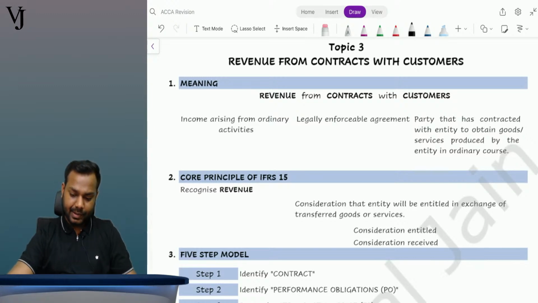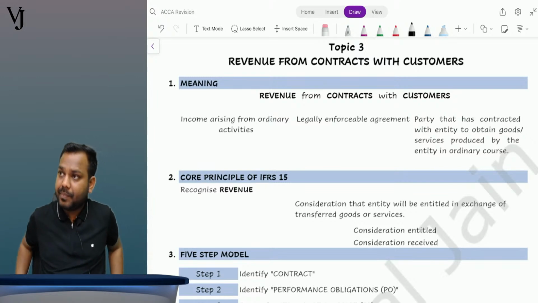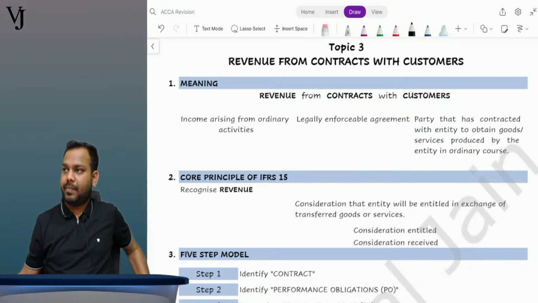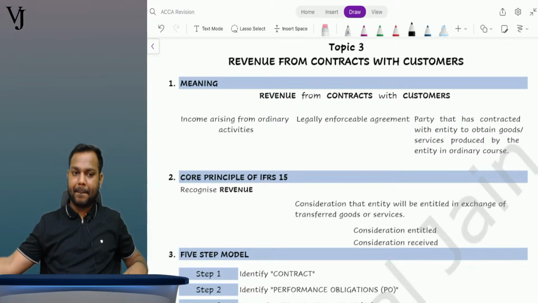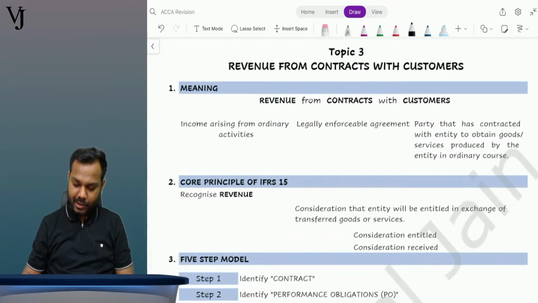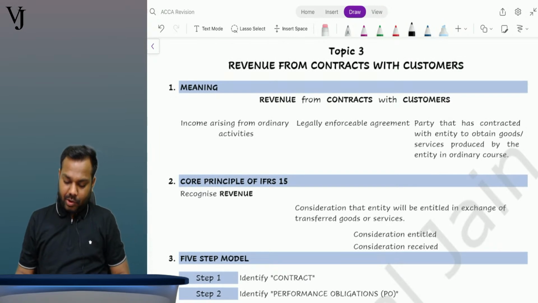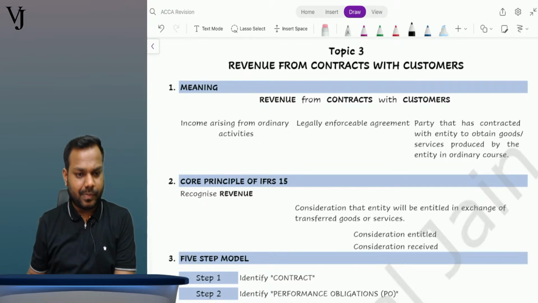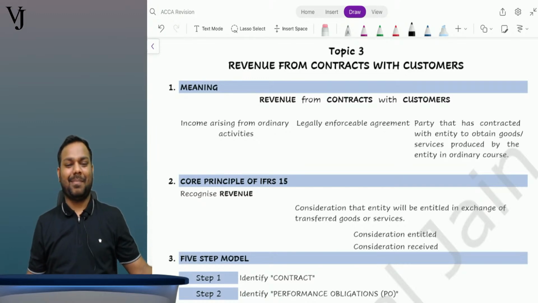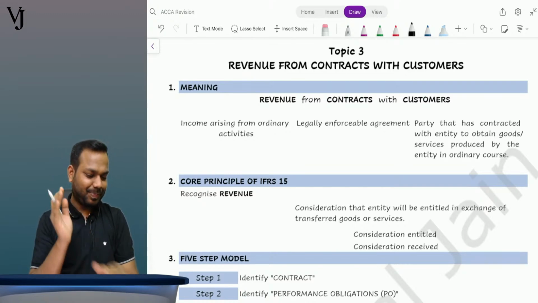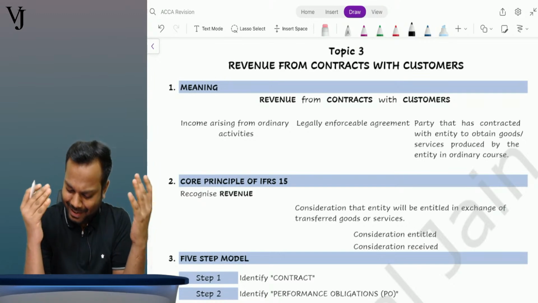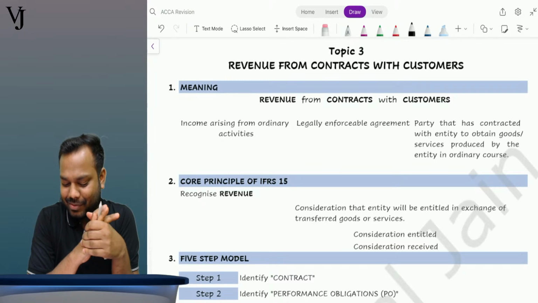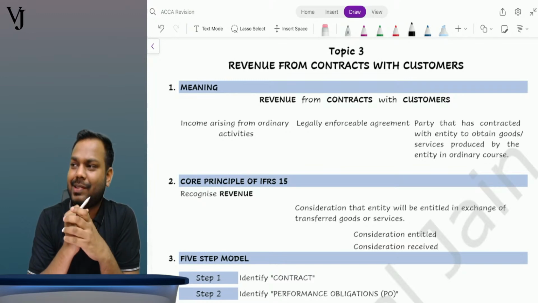Let's resume, guys. So the third topic for the day is revenue from contract with customers. Welcome back. Now, let's start with some activity. Tell me, what is the standard number of this revenue?